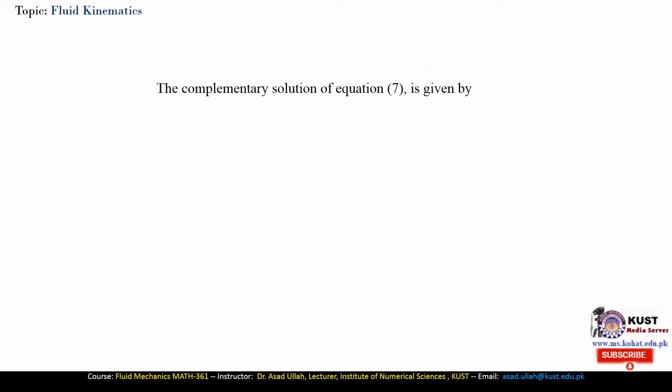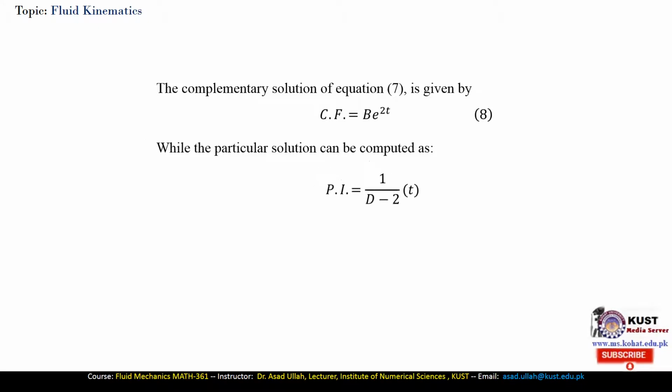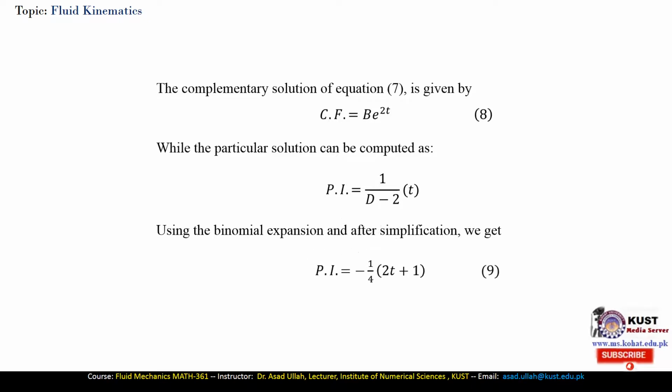Equation 7 is the first order non-homogeneous ordinary differential equation. To find the complementary solution associated with the homogeneous part, this is a simple case because here D is equal to 2, so we get the complementary solution in the form of equation number 8. Now, to find the particular solution, we divide the right hand side of equation number 7 by the homogeneous part, that is D minus 2 in our case, and taking 2 common and applying the binomial expansion, we get the result in the form of equation number 9.